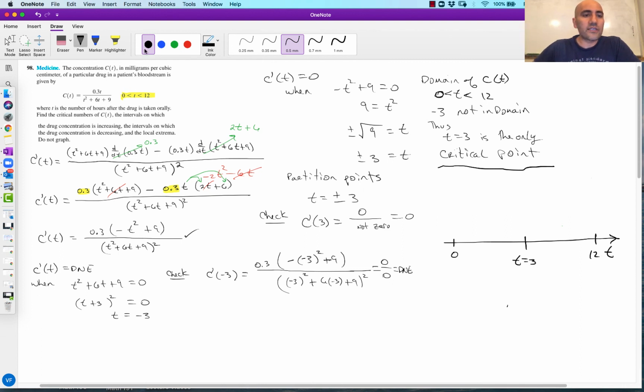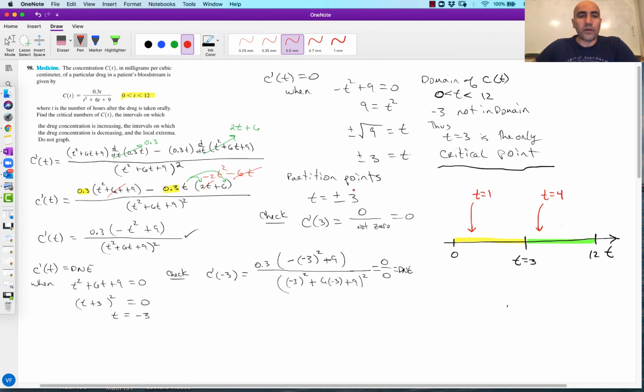And so we are interested in values to the left of t equals 3 and values to the right of t equals 3. What we want to do is pick a test point. We want to figure out what is happening with the derivative of this function at various points. So let's pick, out of convenience, t equals 1 over here, and something over here, say t equals 4.